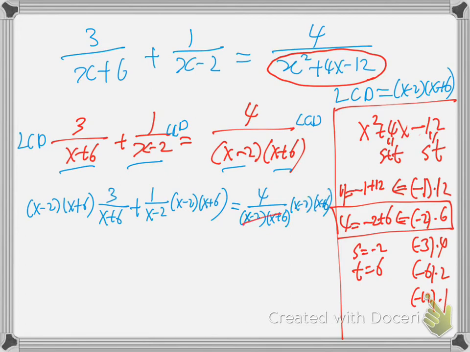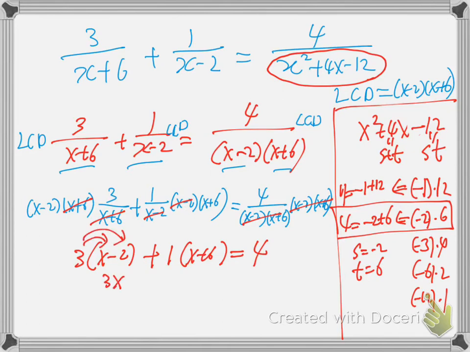Cancel factors, so they cancelled. x minus 2 cancelled, x plus 6 cancelled. So after multiplying by the LCD, all the denominators cancelled. So we have 3 times (x minus 2) plus 1 times (x plus 6) is 4. All denominators cancelled on the right hand side.